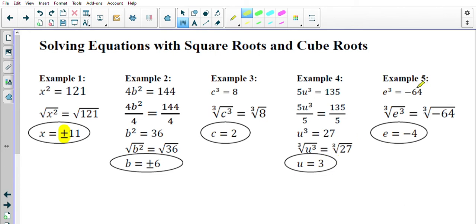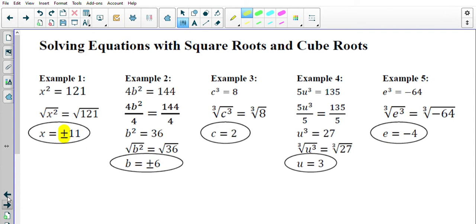Example 5, I threw in a negative value for this. If I have e cubed equals negative 64, I'm going to take the cube root of both sides, and the cube root of negative 64 is going to get us negative 4. Remember, it's okay to take the cube root of a negative number, just not the square root of a negative number. So let's take a look at our examples.